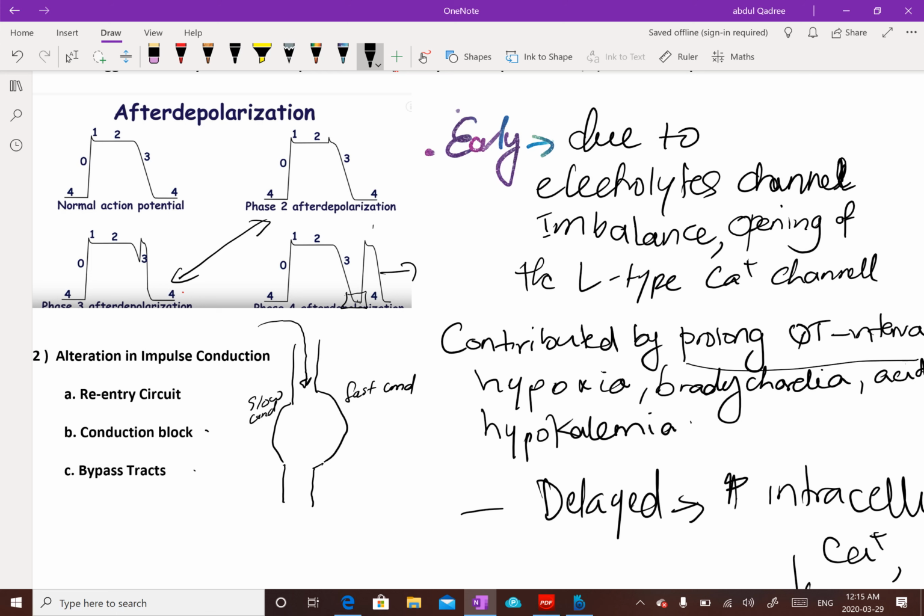Our slow conducting pathway, however, has a short refractory period, okay? And our fast conducting pathway has a long refractory period, meaning the cells cannot be excited within this period of time when the electrical activity is going on. So let's say I sent an electrical activity from the SA node, it goes down and comes through this AV node.